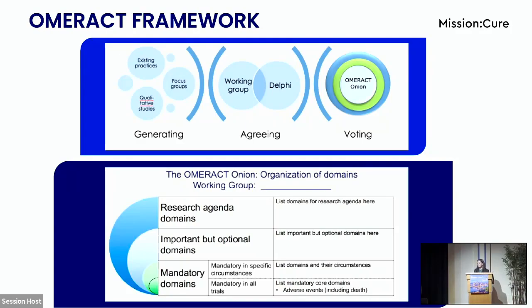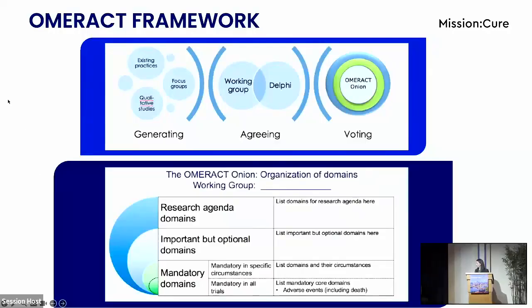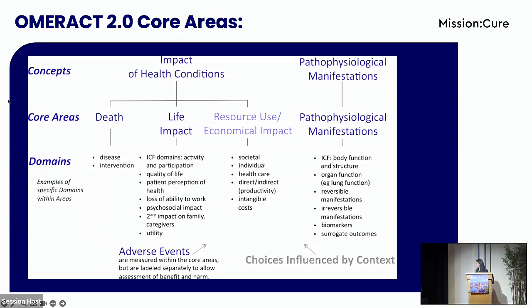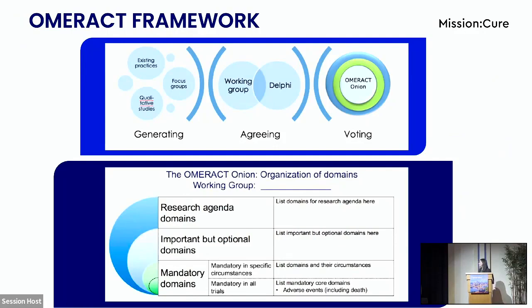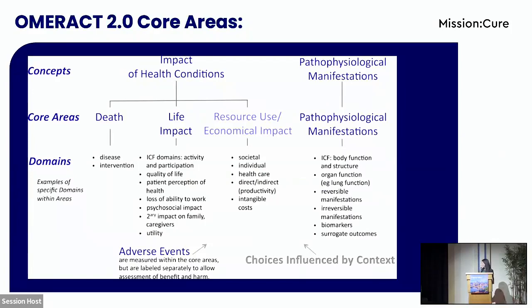Within the onion, the inner layer represents mandatory domains, including mandatory in all trials and mandatory in specific circumstances. The middle layer is important but optional domains, and the outer layer is research agenda domains. Additionally, the domains are placed into core areas, including death, life impact, resource use and economical impact, and pathophysiological manifestations. And this is to ensure that the domains have adequate coverage.